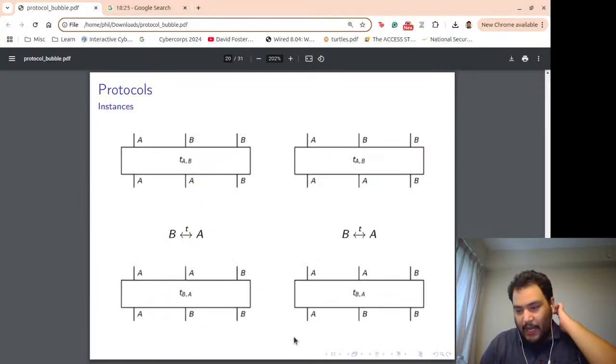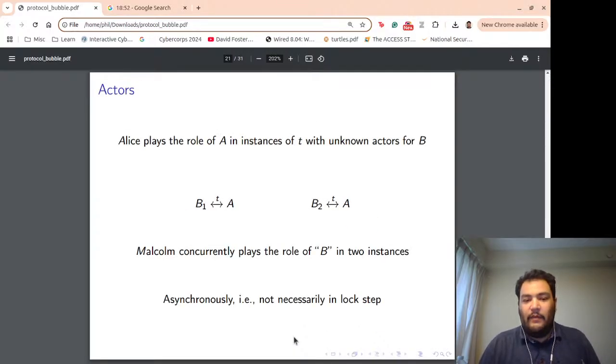Okay, so suppose we run 2 instances of the same protocol at the same time, because we're picturing Alice as a server, and Bob as the client, and the server could be running this protocol with a bunch of different clients at the same time. And so Alice is playing the same role of A in many instances of T, unboundedly many, with different actors playing the role of B because they're different clients.